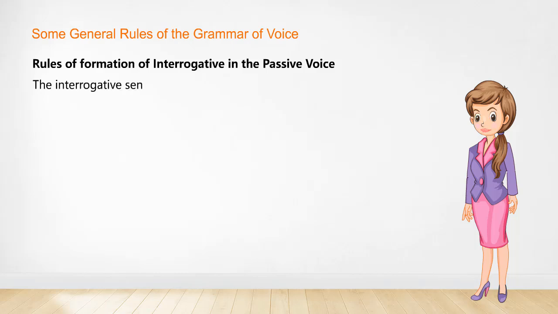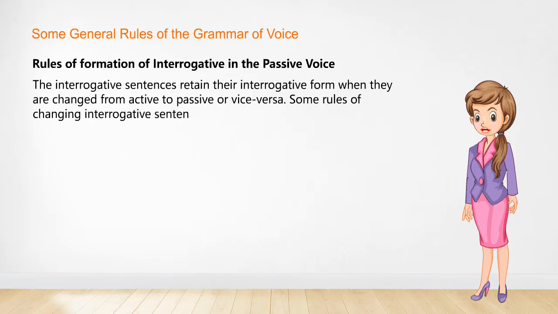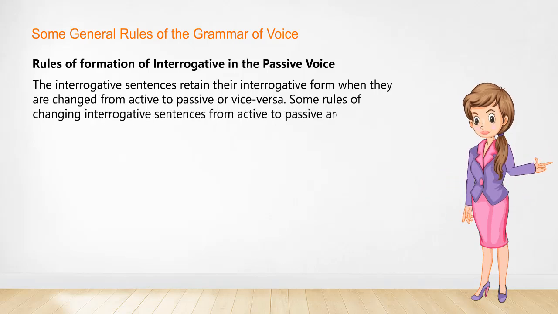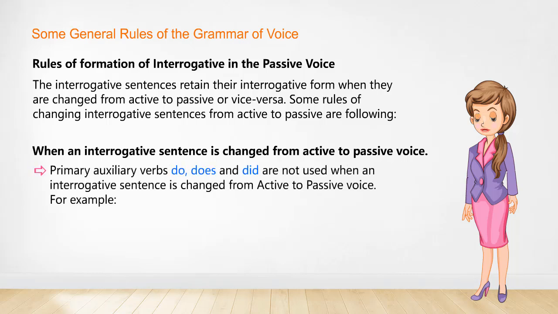Rules of formation of interrogative in the passive voice. The interrogative sentences retain their interrogative form when they are changed from active to passive or vice versa. Some rules of changing interrogative sentences from active to passive are following. When an interrogative sentence is changed from active to passive voice, primary auxiliary verbs do, does, and did are not used.